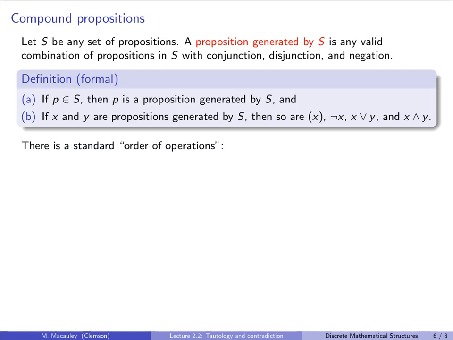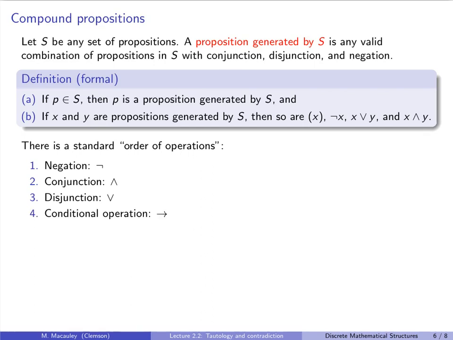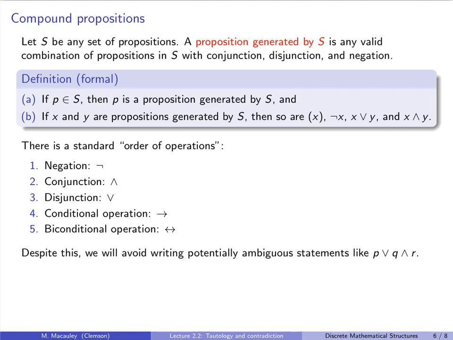There is a standard order of operations. First comes negation, then conjunction, then disjunction, then the conditional operation, and finally the biconditional operation. Despite this, we will avoid writing potentially ambiguous statements like the following: P or Q and R. Now, technically this is not ambiguous, the parentheses do go here, but it's probably not automatic visually. So we like to include the parentheses when possible.